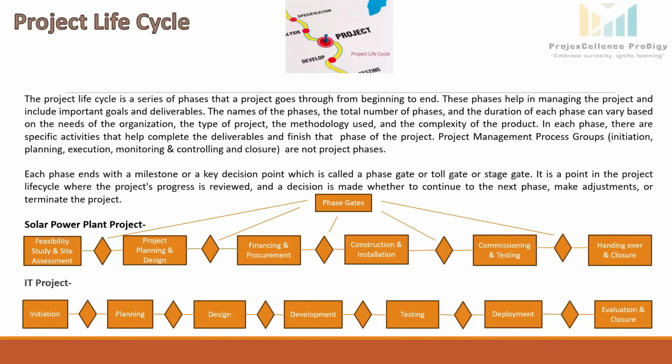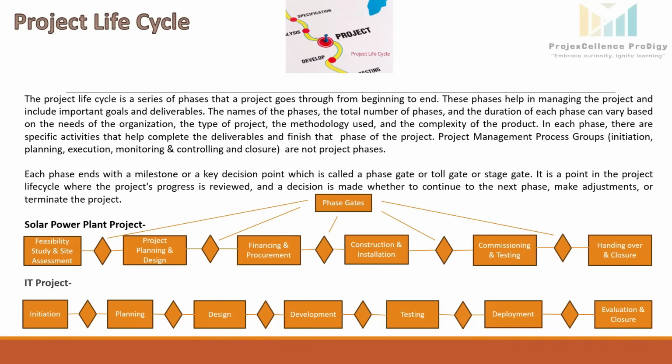Project management process groups: initiation, planning, execution, monitoring and controlling, and closure. These are not the project phases. Very often, there is a confusion between project phases and project process groups because both concepts involve stages of progression within a project. But the purpose for both is totally different.